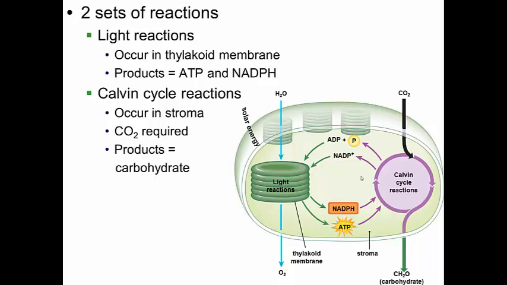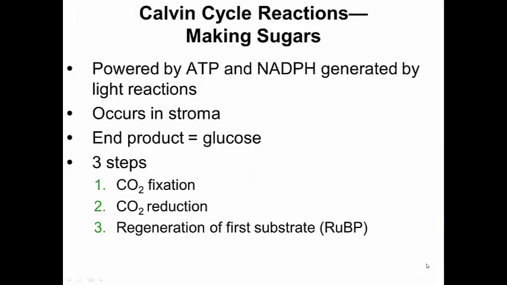So, to review, the light reactions require solar energy, and they produce two things: NADPH and ATP. They occur in the thylakoid membrane of the chloroplast. The Calvin cycle reactions occur in the stroma, outside, as is shown in this diagram, outside the thylakoids. They require NADPH from the light reactions and ATP, and the Calvin cycle reactions produce carbohydrates, in other words, sugars.